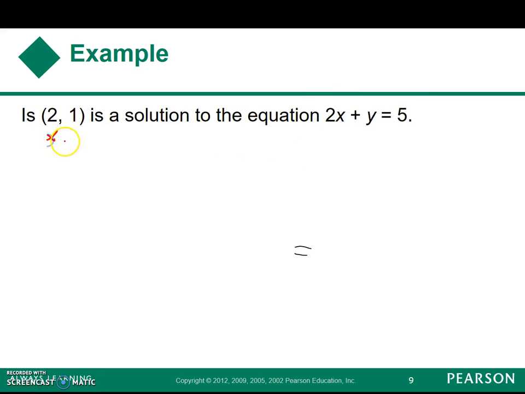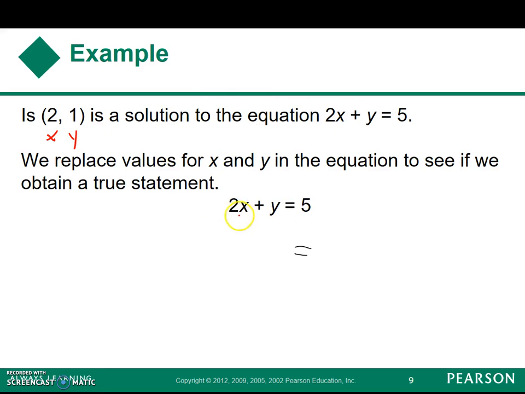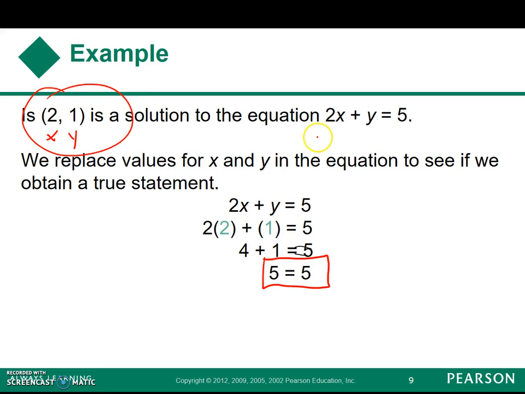Well, remember, with an ordered pair, we have an x and a y component. So I'm just going to write down my equation, 2x plus y equals 5, and then I'm going to sub in those values. X is 2, so I'm going to sub that in for x. Y is 1, so I'm going to sub that in for y. And now we're going to do order of operations. 2 times 2 is 4, plus 1 is 5. So I get a true statement. This is true. 5 equals 5. So therefore, this ordered pair is a solution to this equation.